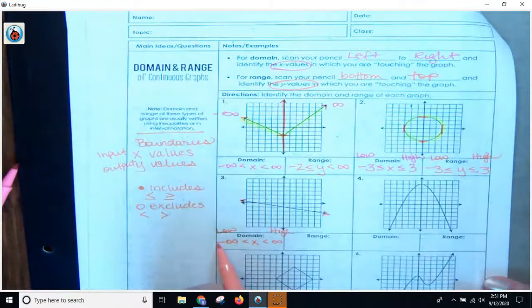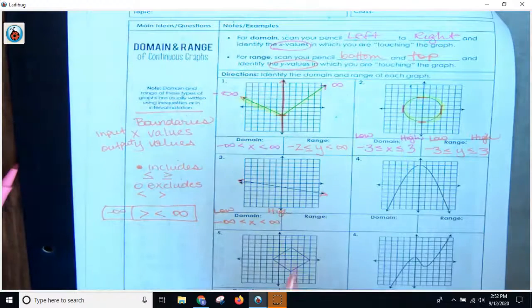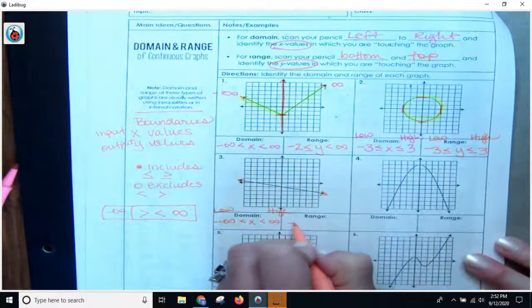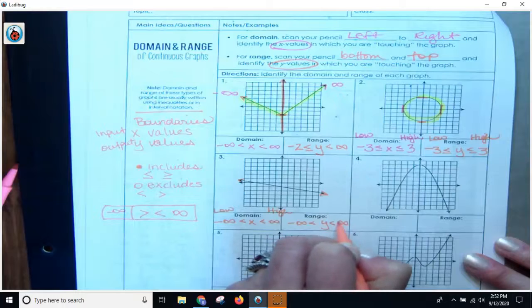And I always go from, if you go left to right, you're always going to use less than or equal to. And you always use less than or equal to when you talk about infinity, because infinity is a concept. So just keep that in mind. Infinity or negative infinity, it's not an actual number. We talked about that in class. My range is going to be negative infinity to positive infinity.